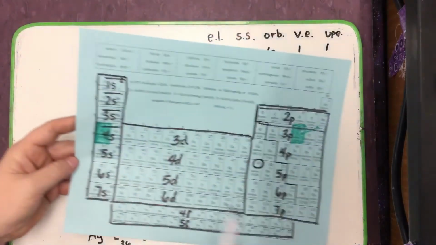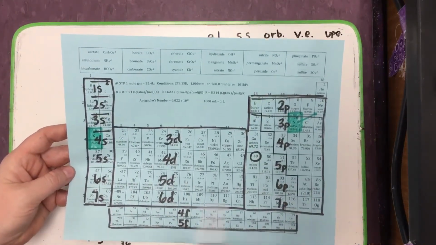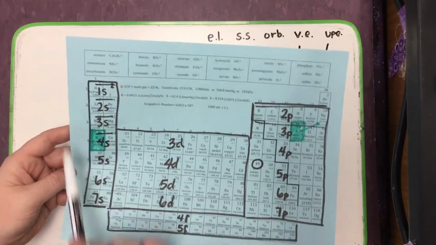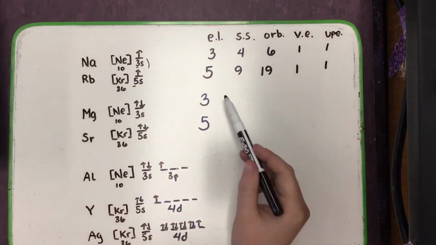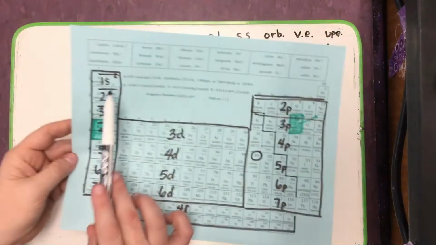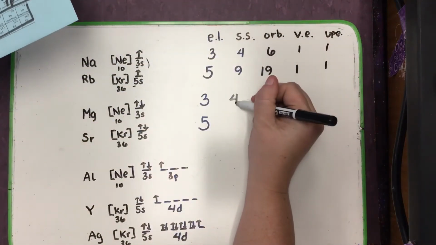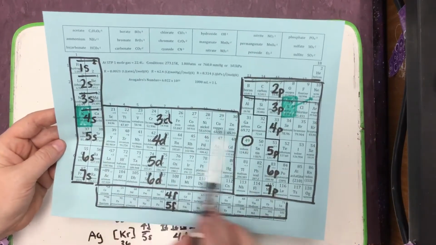Hopefully at this point you've realized that if they're next to each other or within the same row on the periodic table, it's going to have the same number of energy levels. Energy levels are determined by the period or the row. Subshells for magnesium, 1, 2, 3, 4. And for strontium, 1, 2, 3, 4, 5, 6, 7, 8, 9.